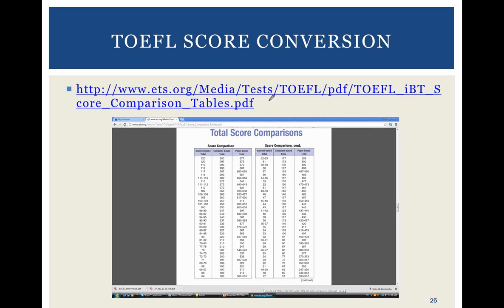So this is a website where the company that designs the test will show you how to convert the scores. So if a university says we have a 550, you can see that that means you need a 79 for minimum admission standards. You can either use this link, or if you Google TOEFL conversion table, you can get that table.